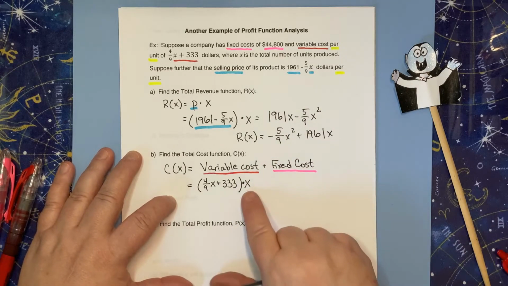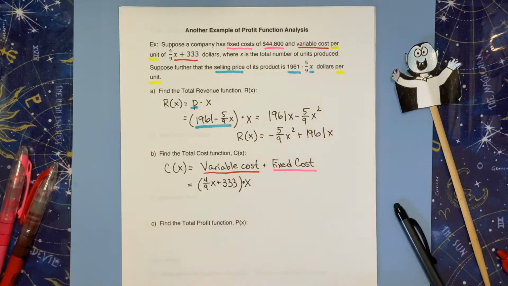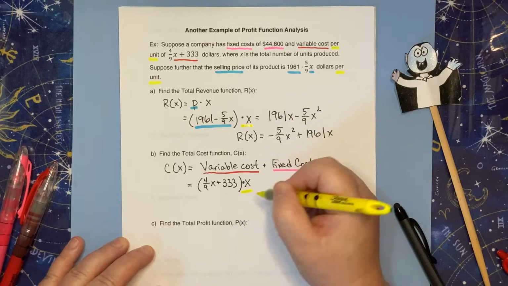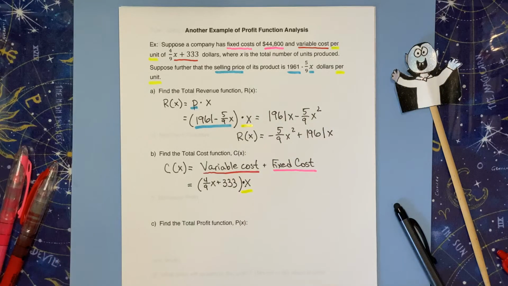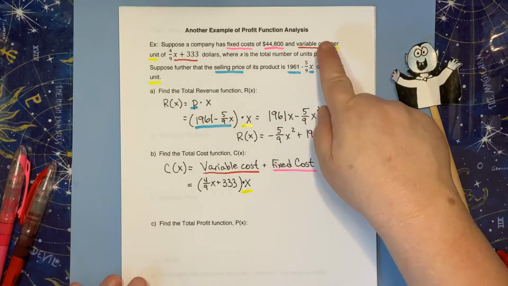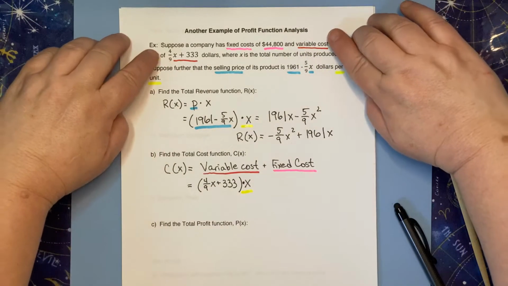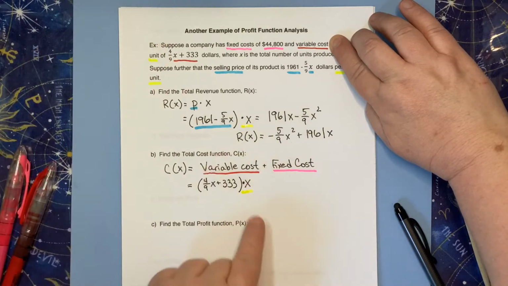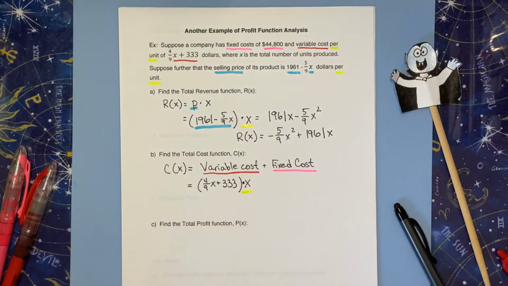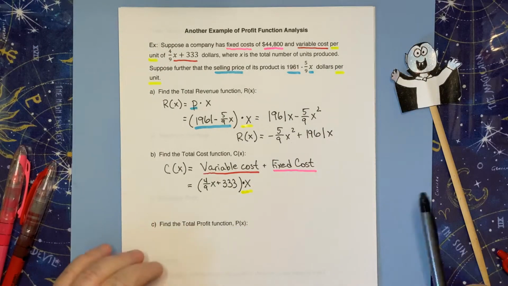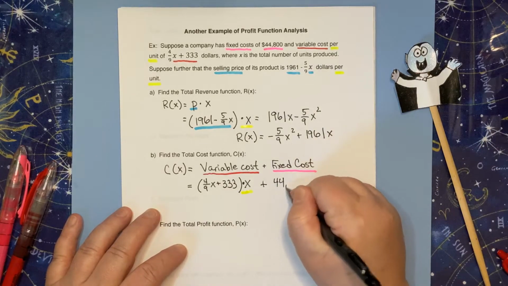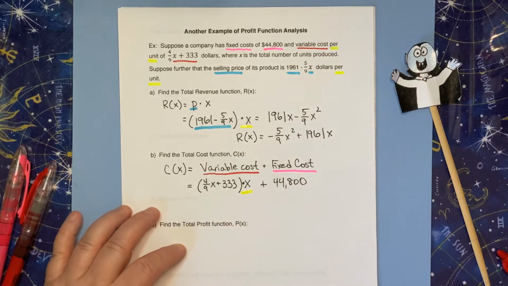So this is the per unit part. So when it says per unit, to find the total, you have to multiply by x. So always watch for that. If this had just said the variable cost and it left out the per unit, then we wouldn't need to put in the x. The x is because it's per unit. And then the fixed costs are 44,800.